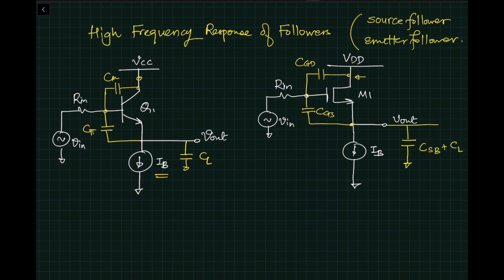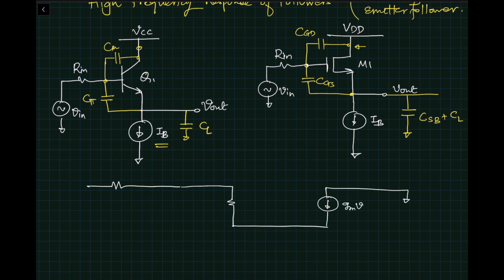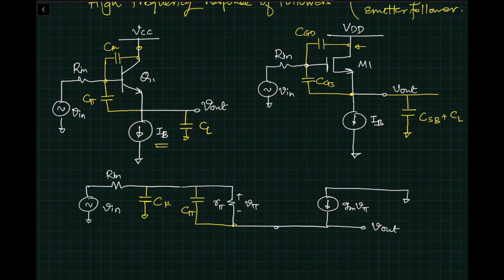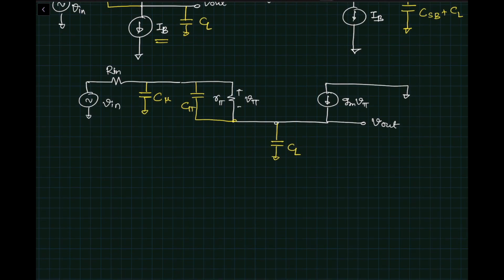So the small signal equivalent circuit for the emitter follower is going to look like this. Now we can add the capacitances, C mu, and we have C pi over here, and then we have CL going from V out to ground. In this particular case, I would like you to stop the video and do the analysis by yourself using KCL and KVL, and then we'll compare the notes.